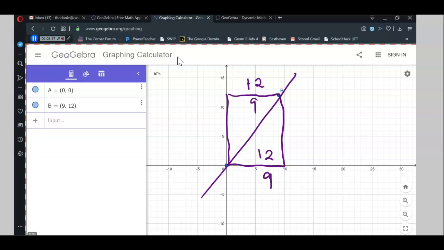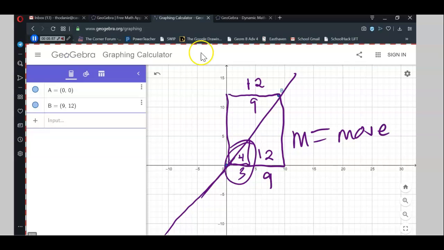Okay, and then think about reducing it. Can I make them smaller? Well, once you start going, hey, this is over 3, up 4. Guess what? That ratio, 4 over 3, holds true for any points on the line. So now this is the ratio, M, which tells how that line moves.